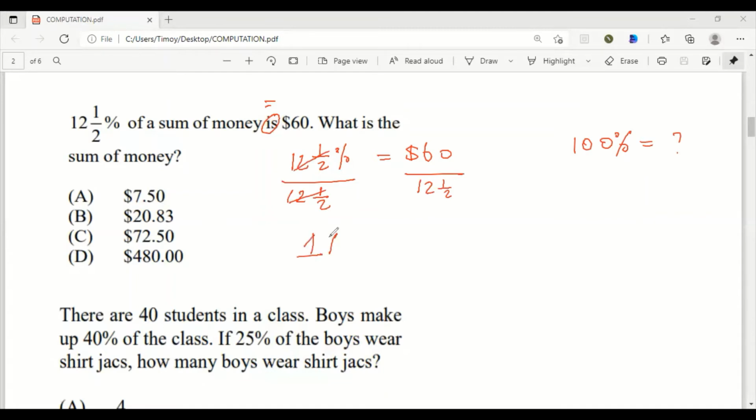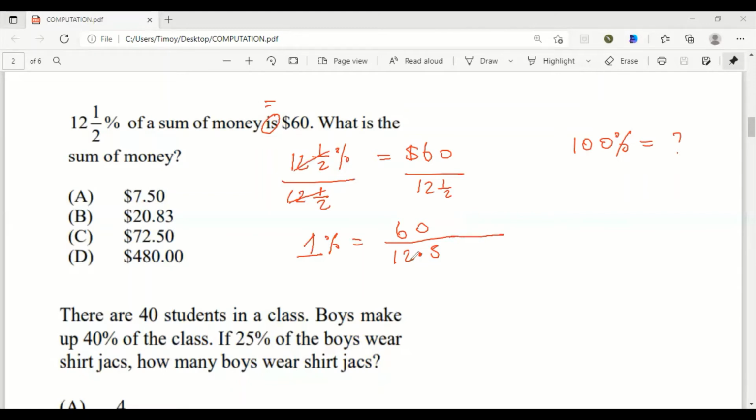So that's just 1%, right? Now, 12.5 can be written as a decimal. So we're going to use decimals to make our calculation much easier. So it's going to be 60 divided by 12.5, right? Now, what do we know when we are dividing by a decimal? We should always convert the decimal to a whole number. So how can we convert this decimal to a whole number?